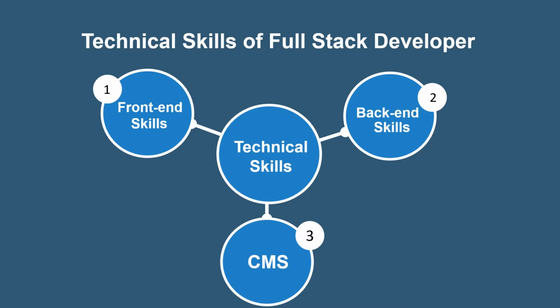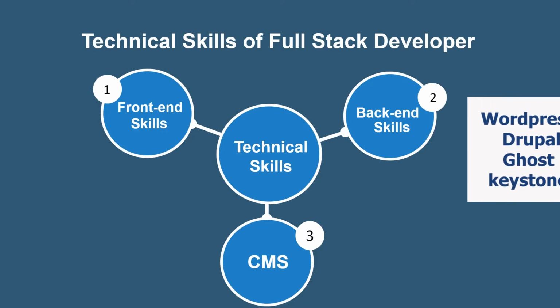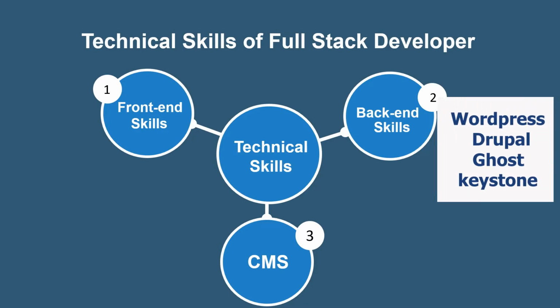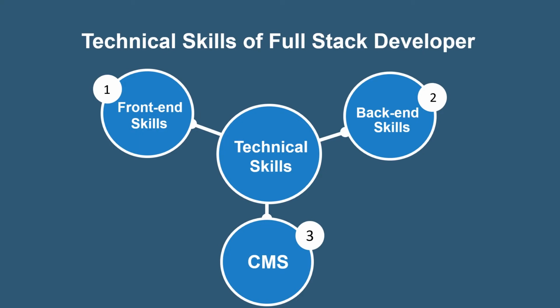Other than this, they may need to learn some important CMS, content management systems, like WordPress, Drupal, Ghost, Keystone, something like that. Among all of them, WordPress is the most popular CMS. If you're interested in becoming a freelancer, then you must know how to work on WordPress, because a large portion of the web is using this WordPress CMS, and WordPress is built using PHP. That's why the demand for PHP is so high.